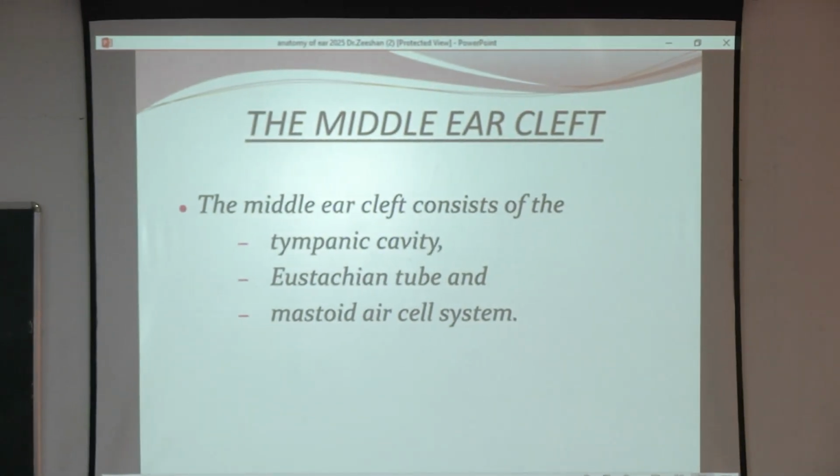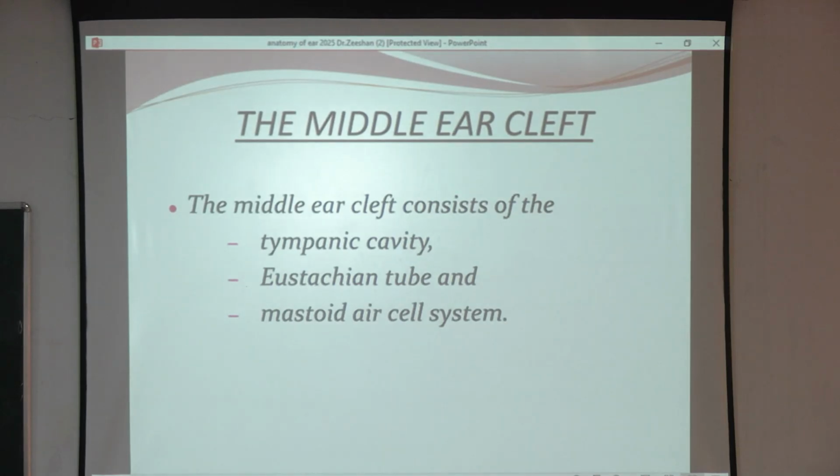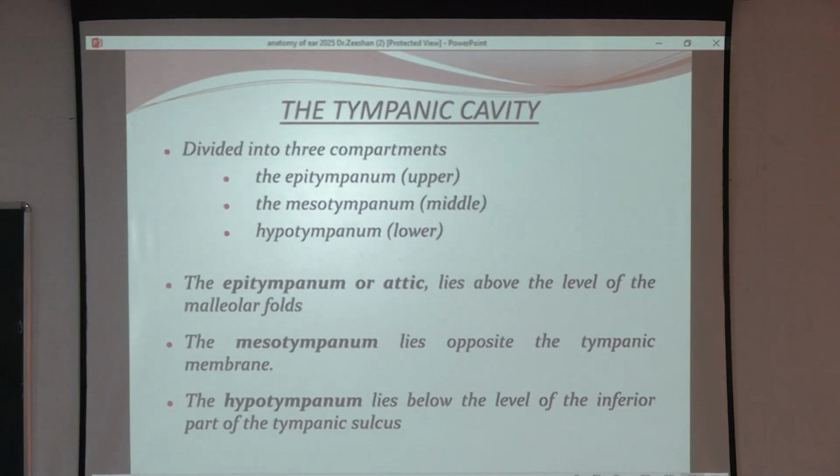It is called the middle ear cleft. If somebody asks you what is middle ear cleft, it comprises these three parts. So coming on to the first part, the tympanic cavity or the middle ear proper, it consists of three subcompartments called the epitympanum, mesotympanum, and hypotympanum.